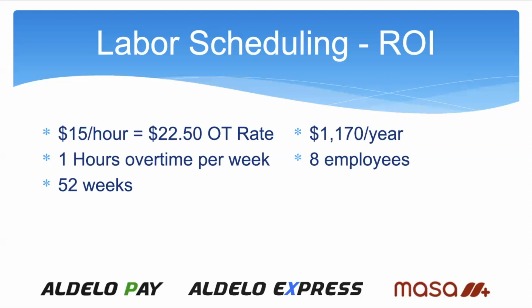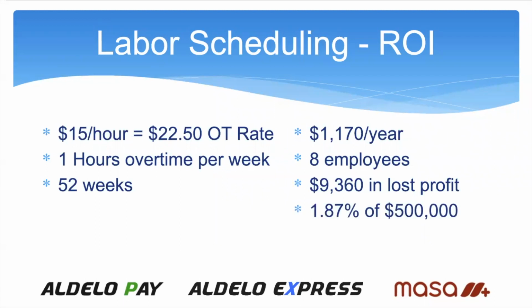Same 8 employees. Now we've lost $9,360 in profit, which is 1.87% on a $500,000 restaurant. You add that to the riding the clock ROI we just did, you are now at 1.91%. We just lowered their labor cost by 2%, just on those 2 things alone.